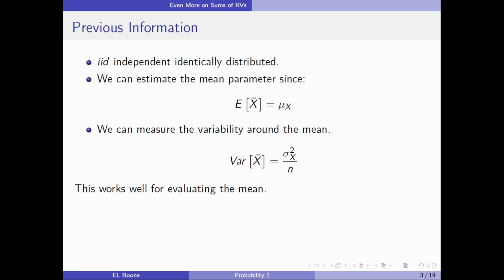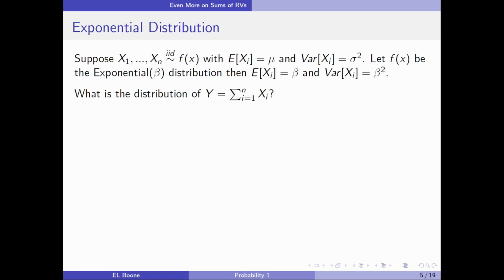But that's good for the mean. But what if we want to know more about the actual data? We might be interested in more than just the mean. So what about the exponential distribution? In the last video, we considered the Bernoulli and Poisson. Well, if we have an exponential distribution here, with parameter beta, the expected value of x is beta for all of them, and the variance of xi is beta squared.